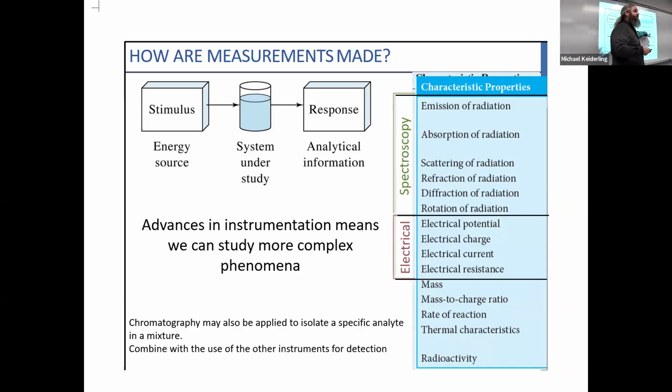Scattering of radiation, Raman is a scattering measurement. Refraction of radiation, you can look at how it refracts, or diffraction of radiation. Rotation of radiation is another one, things like the polarization can rotate. Electrically, you can look at electrical potential, electrical charge, electrical current, or electrical resistance. And then there's a few other things like mass or mass to charge ratio. This is what is being measured by a mass spectrometer. The rate of reaction, various thermal characteristics, or radioactivity.